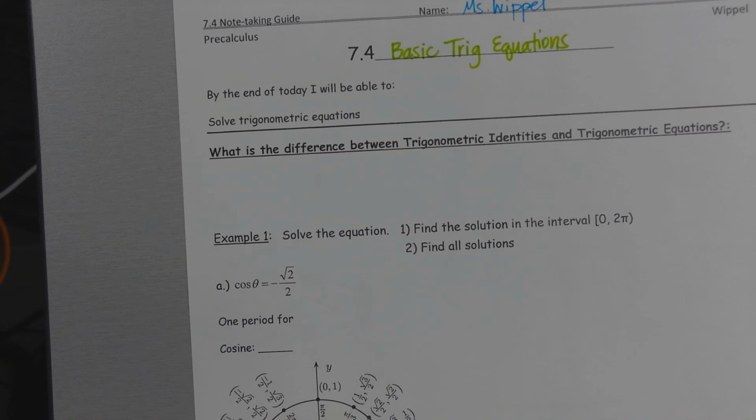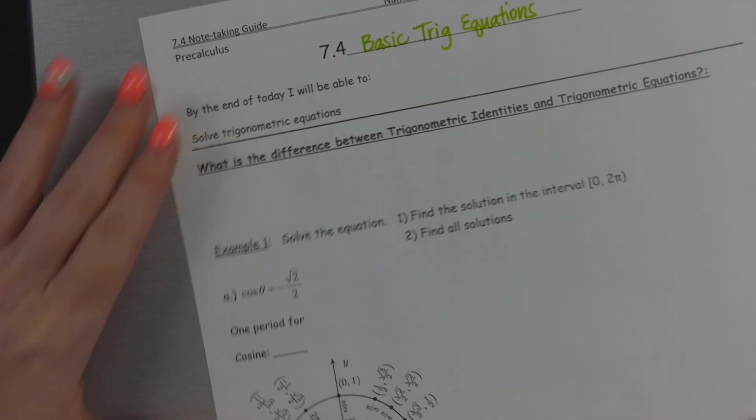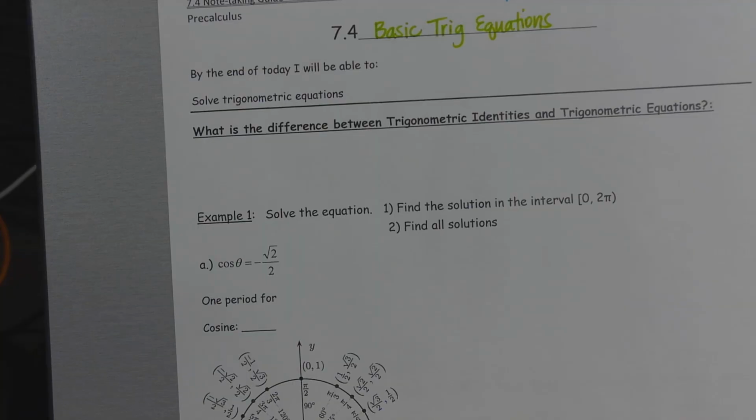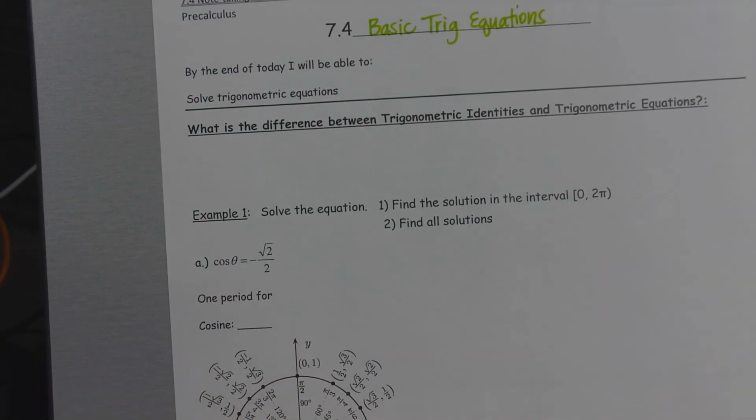All right, so today we are going to solve some trig equations. The reason why this section is called basic trig equations is that there are more complicated equations. Okay, we are going to start slowly with some of these, and when you are solving these, you need to know the difference between an identity and an equation.